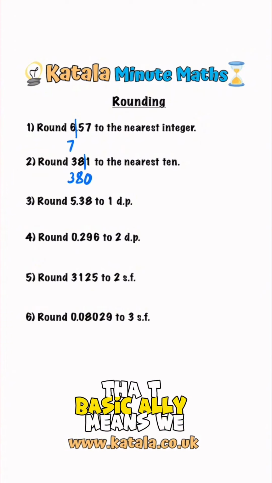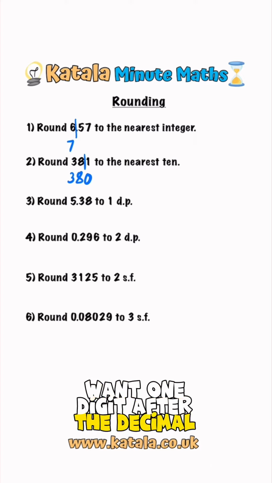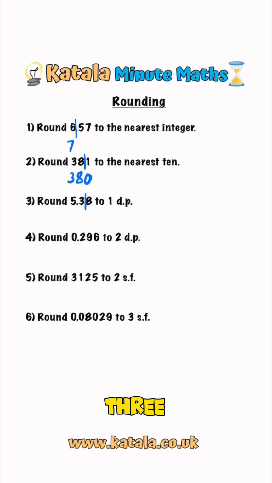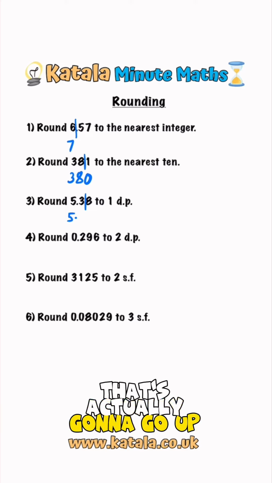Question number 3, we're rounding to 1 decimal place. That basically means we want 1 digit after the decimal place, so that's going to be after the 3. And since we've got an 8 after the chop-off, that's actually going to go up to 5.4.